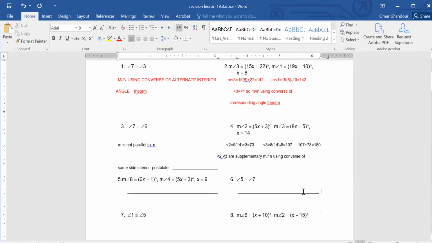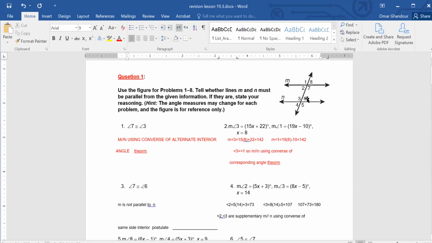writing in question 6. In question 6, we are going to write that M is parallel to N using converse. Please do not forget the word converse. Converse of corresponding angle theorem. And then angle 1 is congruent to angle 5. 1 is equal to 5.